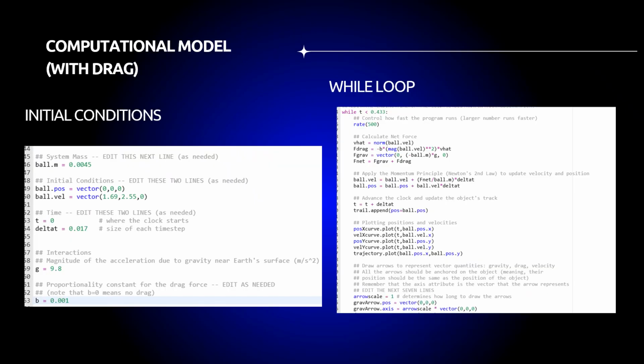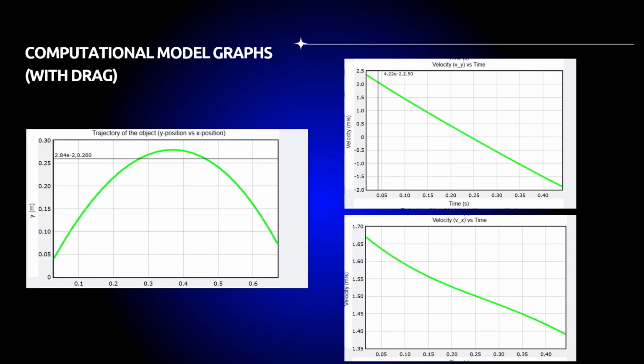Here are the initial conditions for our computational model with the drag force, and here we set the B constant as 0.001, which we found from our previous calculations. Here are the graphs for a computational model with the drag force. Here we can see that the velocity in the y is still decreasing at a constant rate. However, we see a change in the velocity in the x direction, and the velocity doesn't change at a constant rate. Thus, we can say that there is a non-constant acceleration which is caused by the drag force.